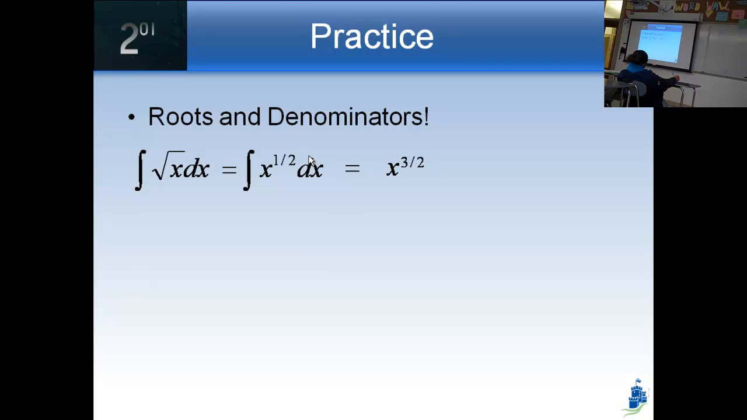You can say 1. Where's my marker? So we have the integral of x to the 1/2 dx. Okay, and we're saying that's x to the 3/2. We could divide this by 3/2. But do you know what 1 divided by 3/2 is? It's just 2/3. So just multiplying by the reciprocal is easier. I don't know why you're laughing.